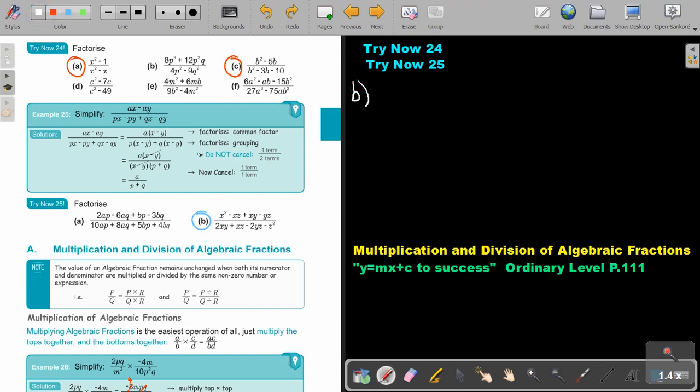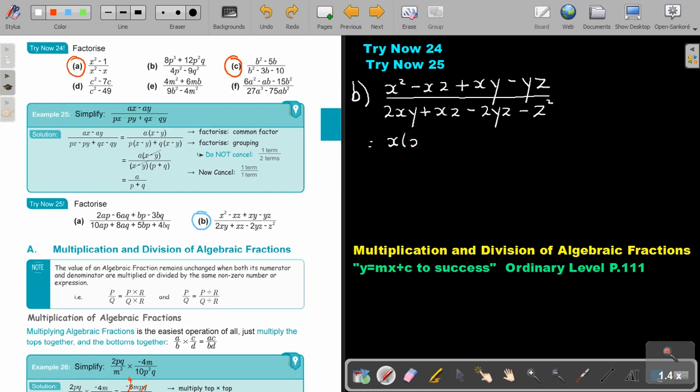Okay, so number B. So in this case, it's going to be x squared minus xz plus xy minus yz over 2xy plus xz minus 2yz minus z squared. Okay, it looks like grouping. So let's just start with that grouping. So take out x, and you are going to get x minus z. Now there's a positive. Don't worry too much about your signs. It will work out. So it will also be x minus z.